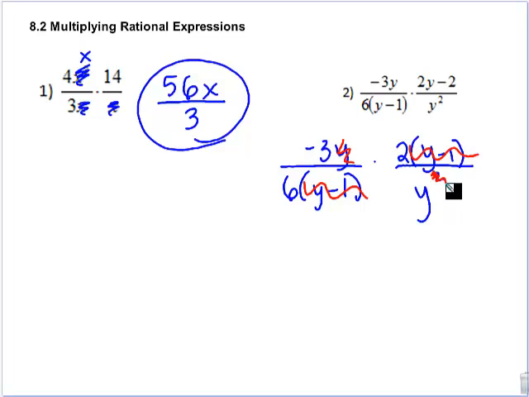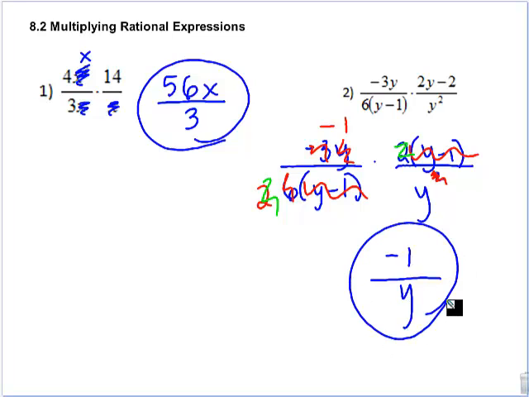Okay, how about the numbers? This is 6. Yeah, either one, right? Okay, so 6 and 3. What would 6 and 3 simplify down to? Yep, to a 2, and then this would be a negative 1. What then would 2 and 2 simplify down to? Yeah, just 1, so those then cancel. So now we have to take a look. What do I have left in the numerator? I have a negative 1 left in the numerator, and in the denominator I have a y. So this simplifies down to negative 1 over y.